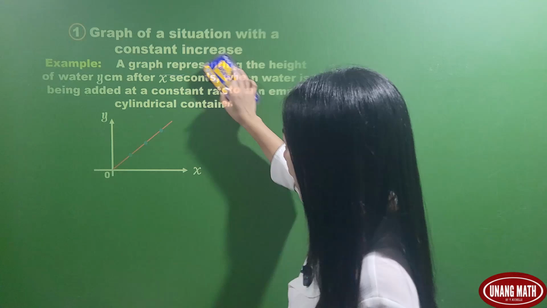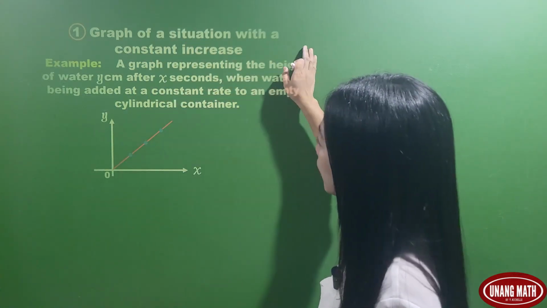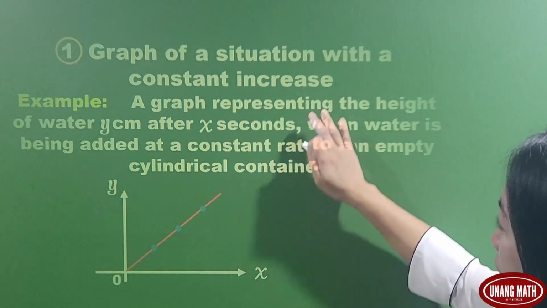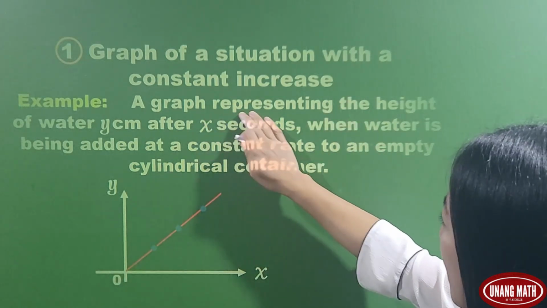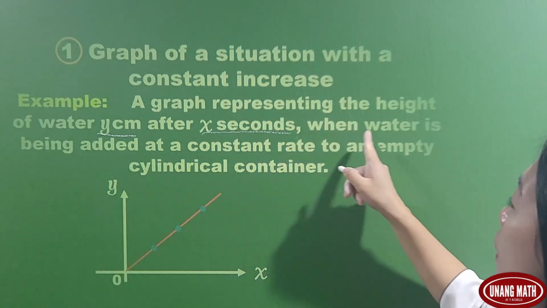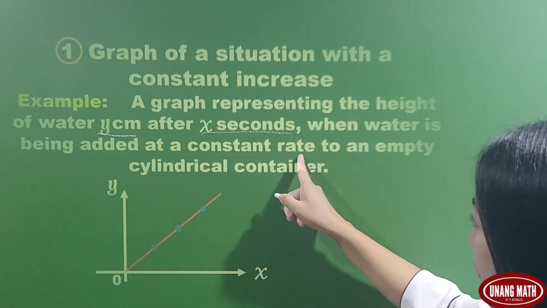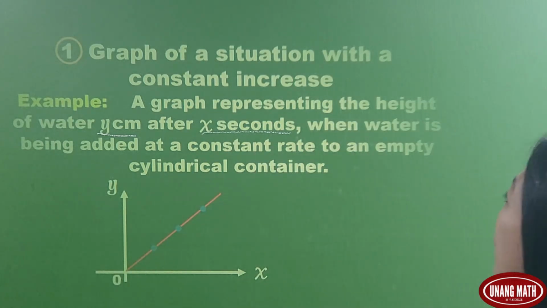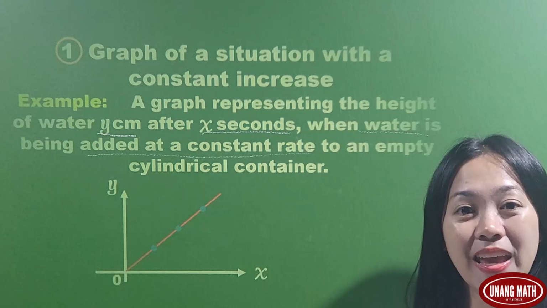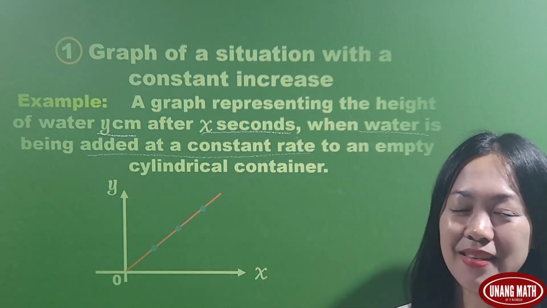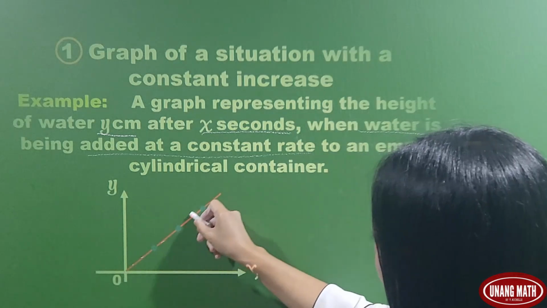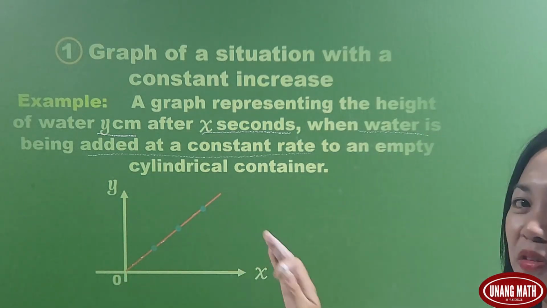The first situation is the graph of a situation with a constant increase, and that graph looks like this. We have here an example situation: a graph representing the height of water, y centimeters, after x seconds, when water is being added at a constant rate to an empty cylindrical container. When water is being added at a constant rate, that means it's continuously increasing, or there is a constant increase. And if there's a constant increase, the graph looks like this. This is a straight line, which means there's a constant increase.